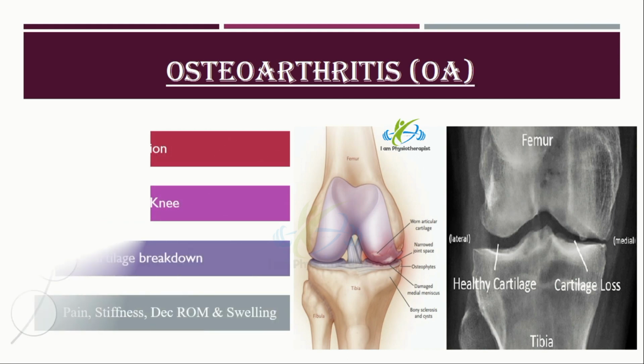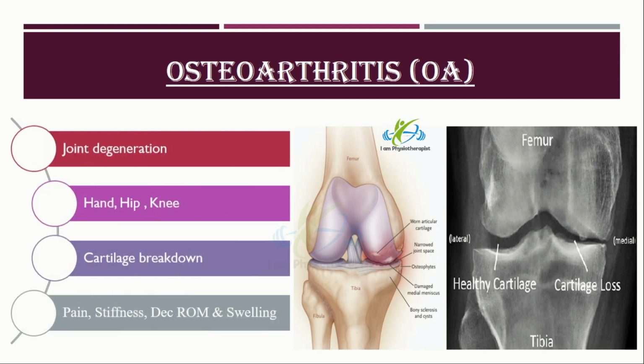Osteoarthritis is the most common form of arthritis. It is a degenerative joint disease. It occurs most frequently in the hands, hips, and knees. In osteoarthritis, the cartilage within a joint begins to break down and the underlying bone begins to change. These changes usually develop slowly and get worse over time. The signs and symptoms of osteoarthritis include pain, stiffness, decreased range of motion, and swelling.